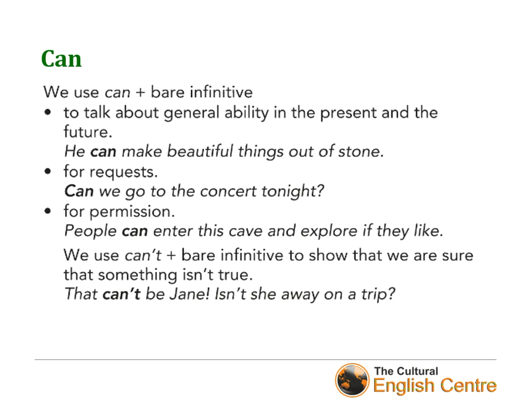That means no to, no ing, just the verb, to talk about general ability in the present and the future. For example, he can make beautiful things out of stone. Or José Luis can play basketball. For requests, can we go to the concert tonight? And for permission, people can enter this cave and explore it if they like. Or students can go to the toilet when they ask their teacher.